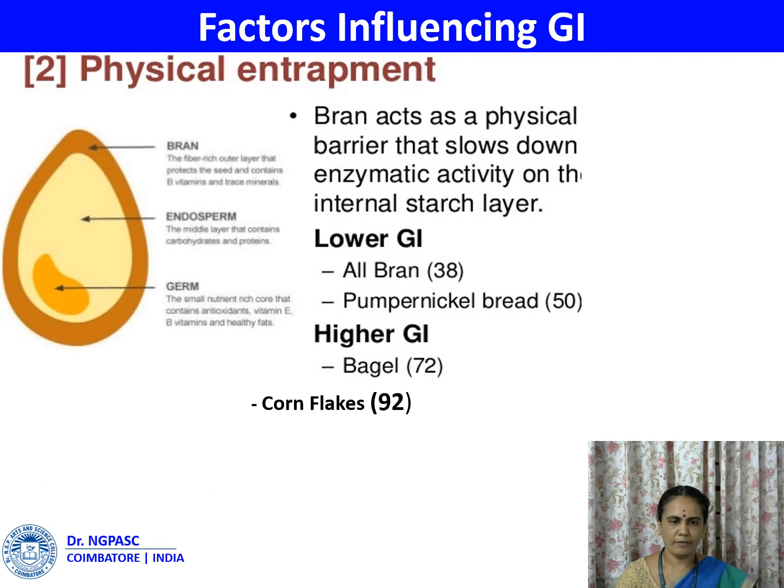And the second factor is physical entrapment. The bran acts as a physical barrier and slows down the enzymatic activity on the internal starch layer. So foods which have a lower GI, that is glycemic index, are branded pumpernickel bread, and the higher GI foods include bagel and cornflakes, which have a higher glycemic index.